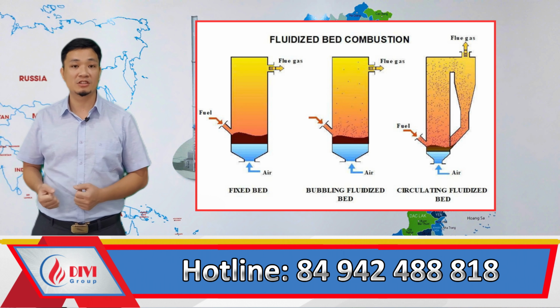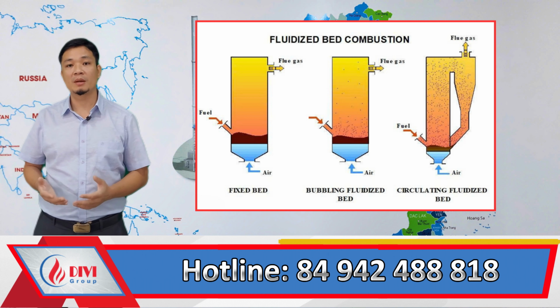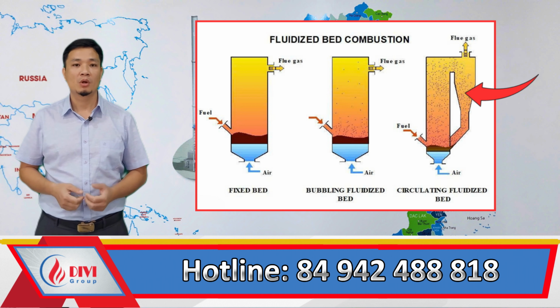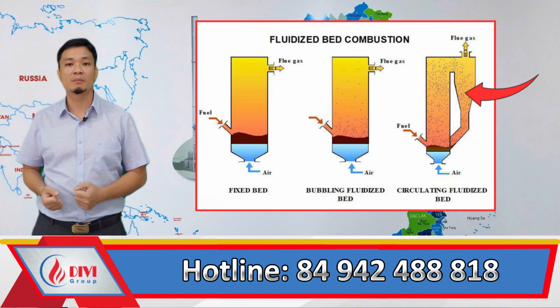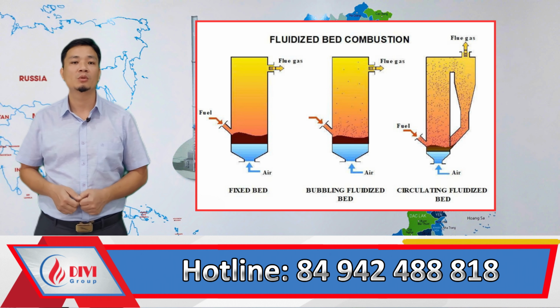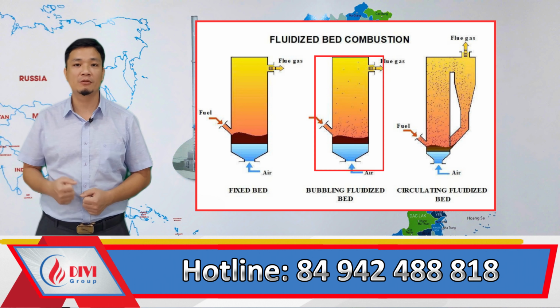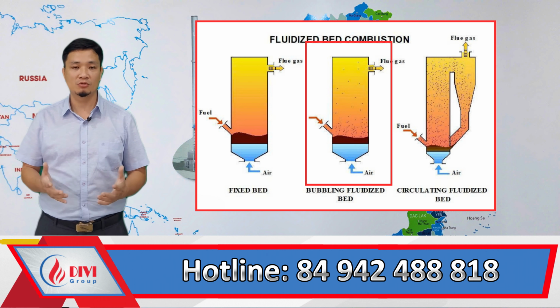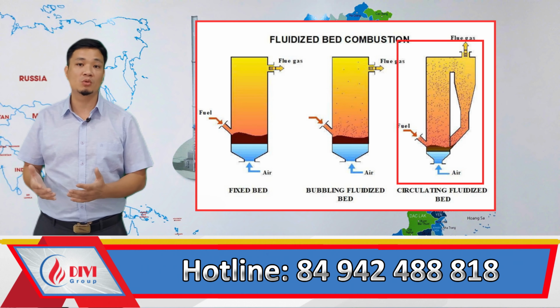In contrast, in CFB boilers, both the fuel and bed materials burn while being carried along with the gas stream. The unburned particles are then captured and recirculated back into the combustion chamber by a dedicated recirculation system. The most noticeable difference between these 2 types is that BFB boilers lack a recirculation system for sand and unburned fuel, while CFB boilers are equipped with one.